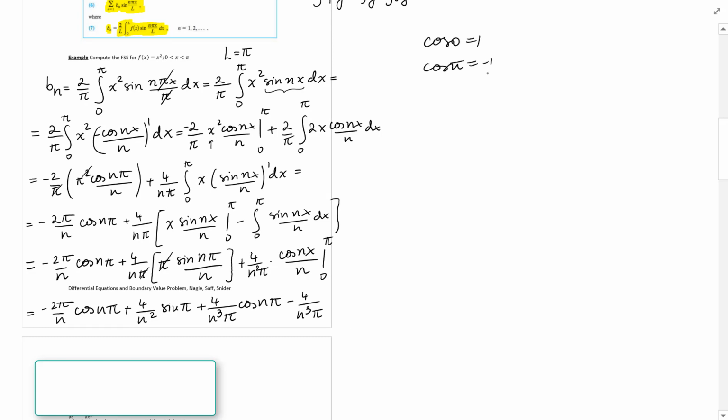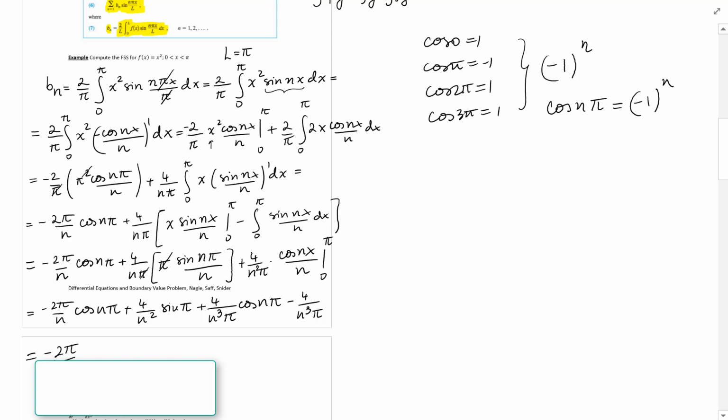Cosine of pi is negative 1. Cosine of 2 pi is 1. Cosine of 3 pi is negative 1. So what we obtain is the same thing as if we had to evaluate negative 1 to the n for n equals 0, 1, 2. It's going to generate exactly the same thing. So we can say that actually cosine of n pi, every time we obtain that, is negative 1 to the n. So then this is going to be negative 2 pi over n, negative 1 to the n.